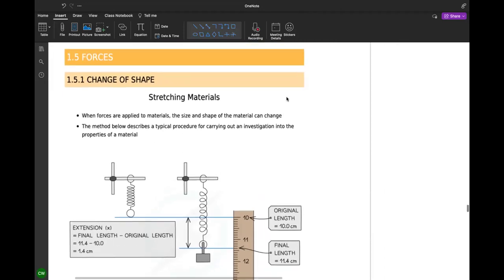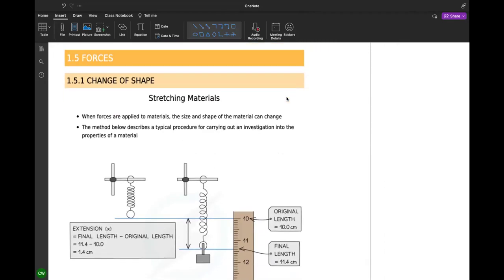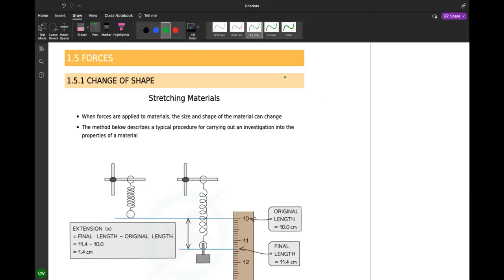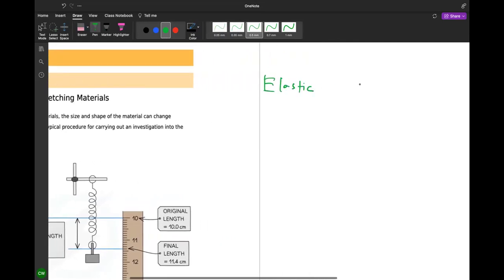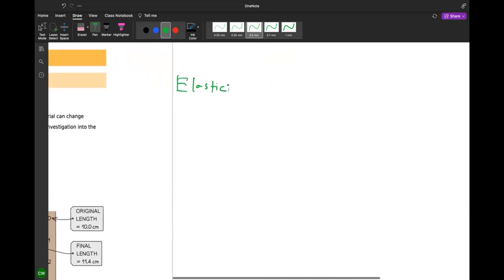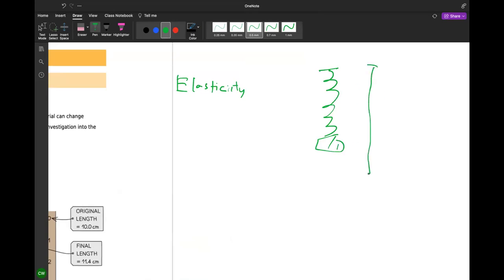Okay, in this chapter, stretching. So first of all, you need to know something called spring. Spring is a type of elastic material. What is elasticity? You understand elastic? And what is elasticity? If something is elastic, it means if you stretch a thing, then the thing will become longer.